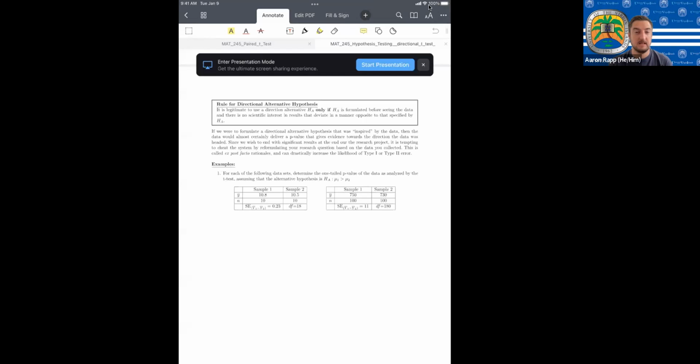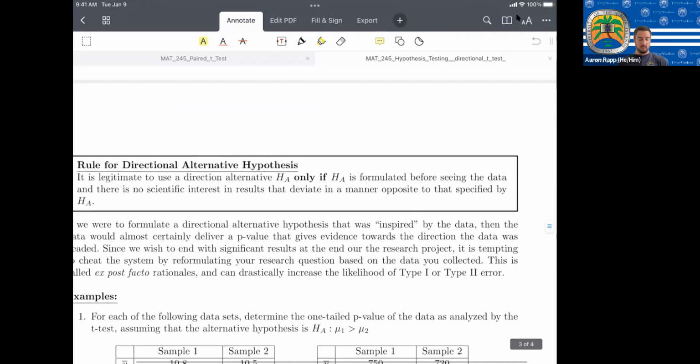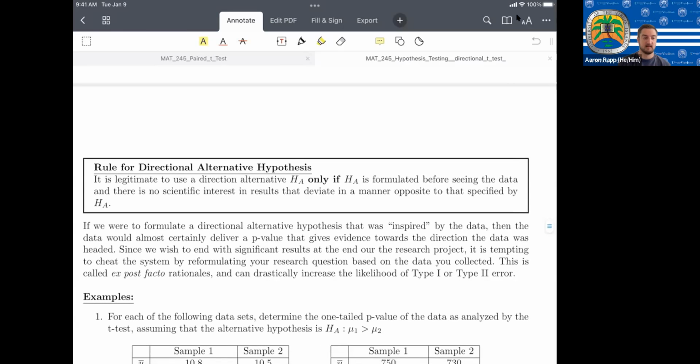So yes, that is what an alternative hypothesis is, but that's not determining whether or not it is appropriate to use it. This little block of text, the big rule, the big watch-out, is one of the last things we talked about on Wednesday: it's only legitimate to do it if you have formulated your alternative hypothesis before you started looking at the data. The second part is that there is no scientific interest in results that deviate from that alternative hypothesis.